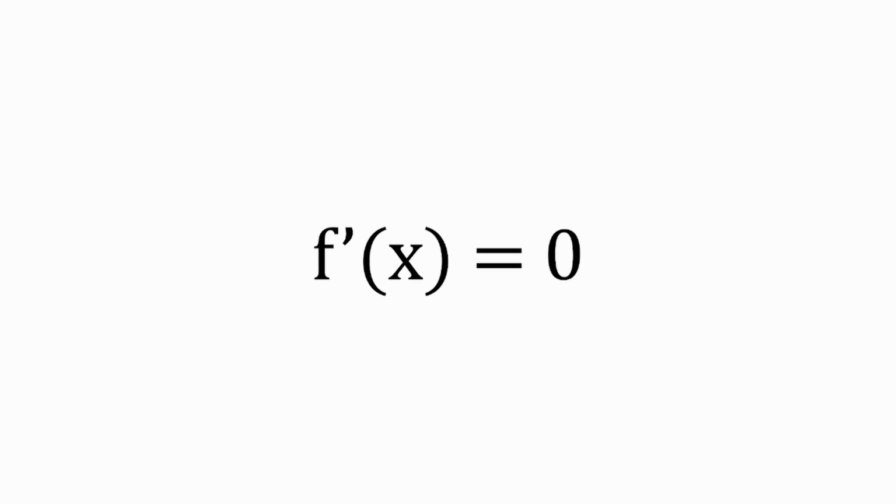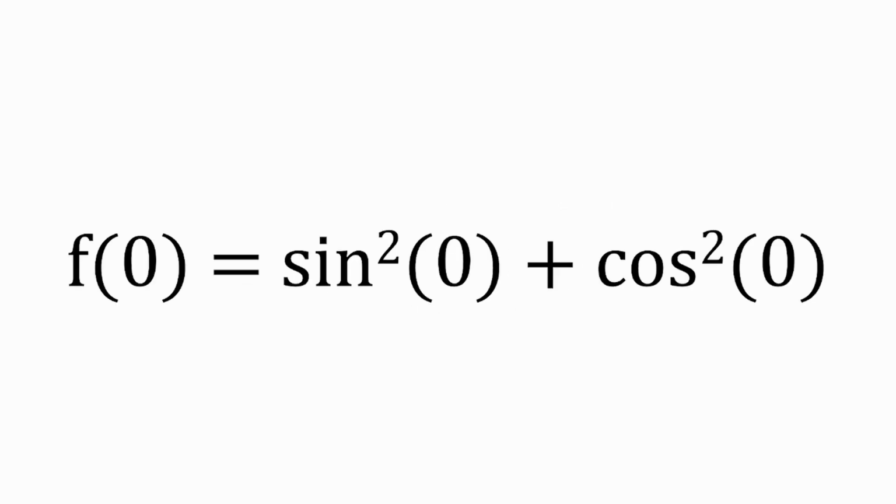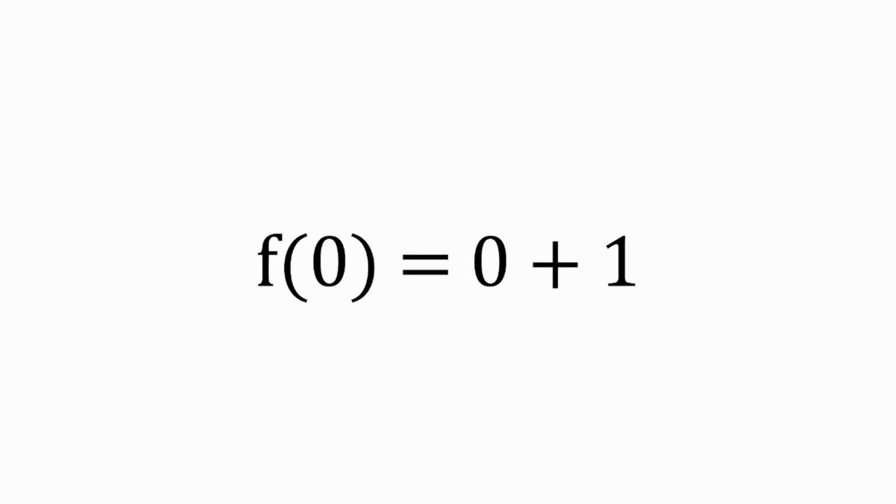The derivative of f of x, written as f prime of x, is 0, and that must mean that f of x is a constant. The value of this constant can be found by plugging in any value of x. Since cos and sine are both continuous, plugging in 0 is easiest. f of 0 equals cos²0 plus sin²0, which is 1.